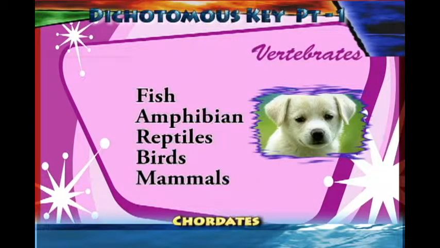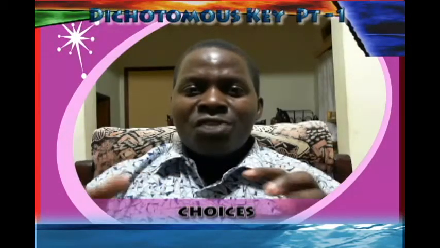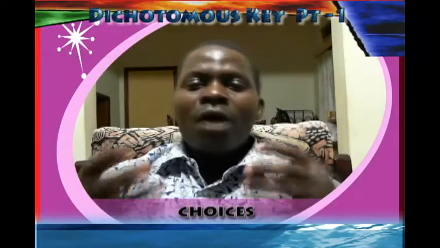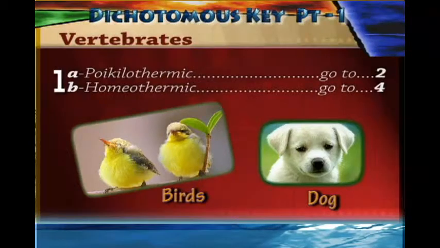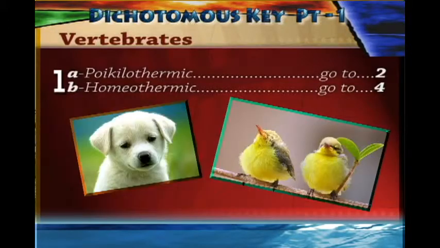So we want to separate them, and we have used the choices by putting the choices and the questions at different numbers. The first one, we asked ourselves about the homoiothermic and the poikilothermic. Then we sent the poikilothermic to number 2, and the homoiothermic we sent to number 4.